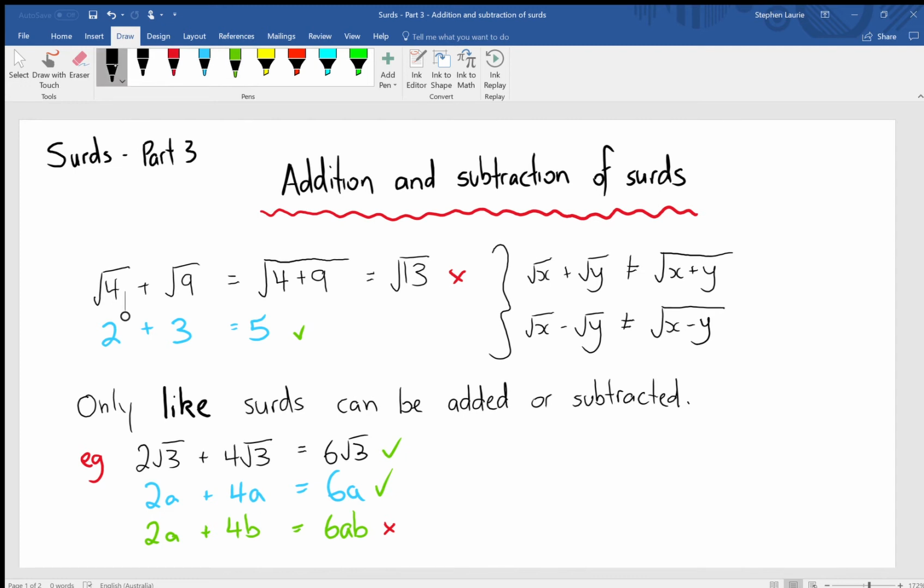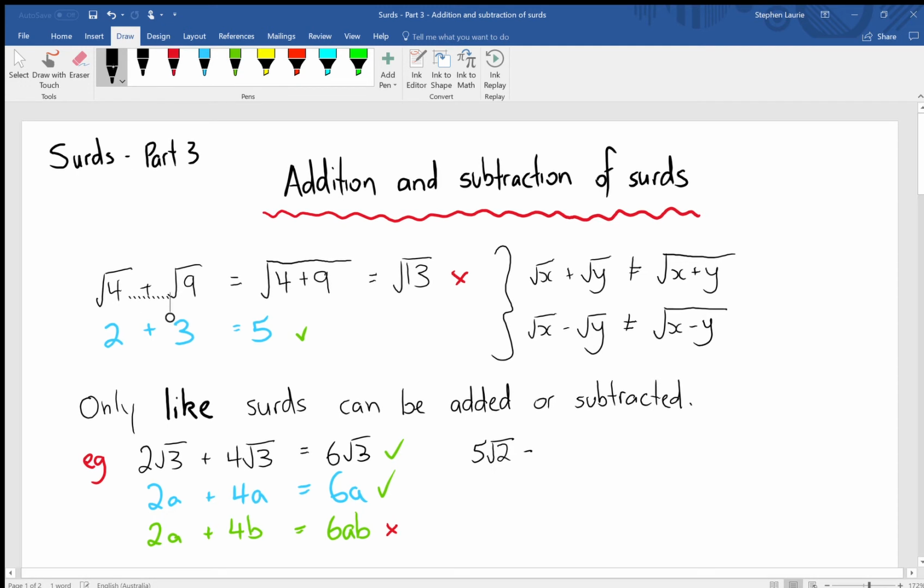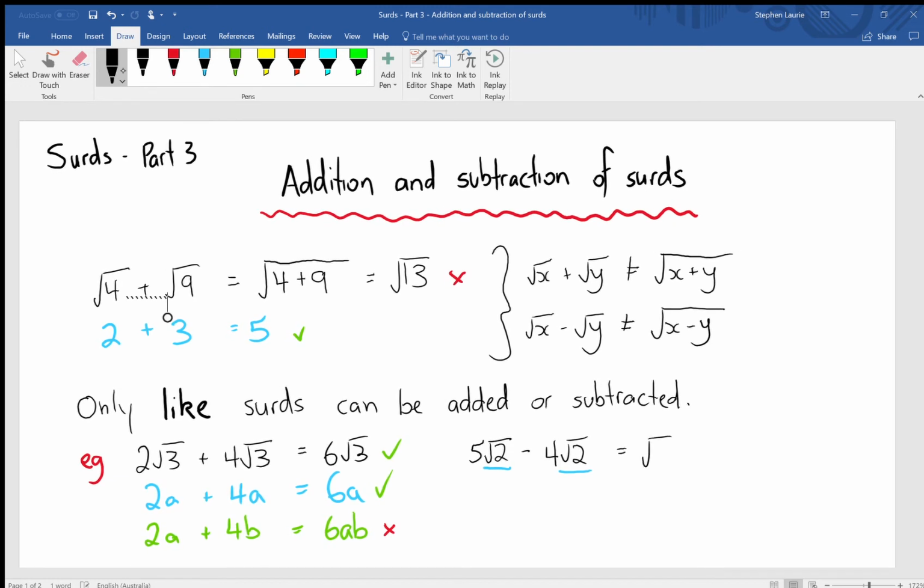So what's another example? Let's say we had 5 root 2 minus 4 root 2. Okay, we would look at both of those. We go, well, they're both root 2. That's square root of 2, that's the square root of 2, so they're like surds. So we can subtract them. 5 lots of root 2 minus 4 lots of root 2 just leaves us with 1 lot of root 2, or root 2. Okay, so that's good.